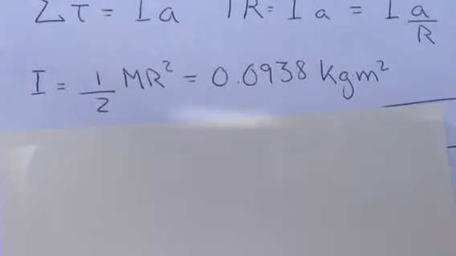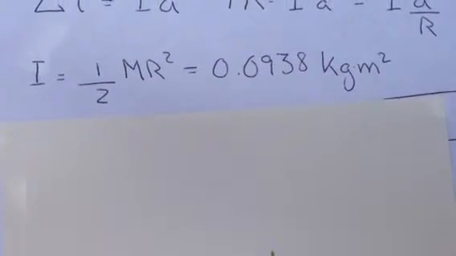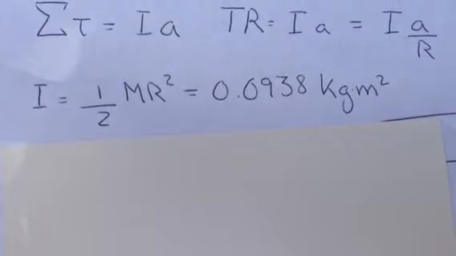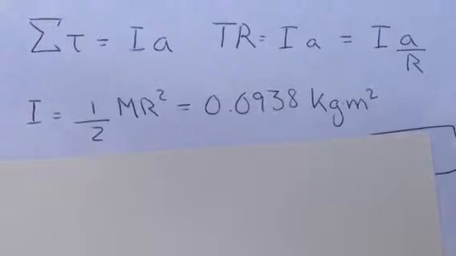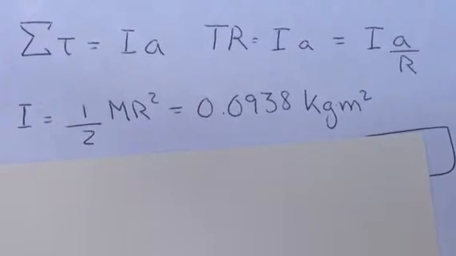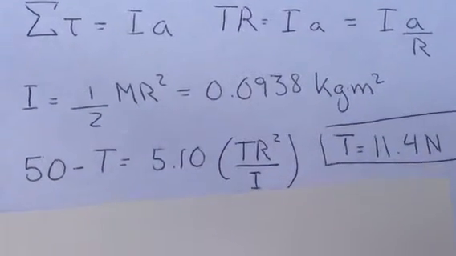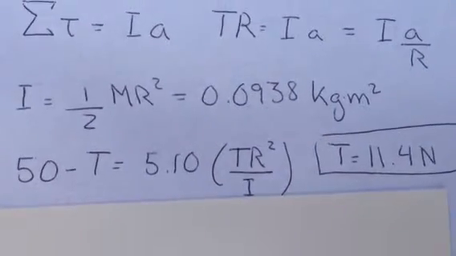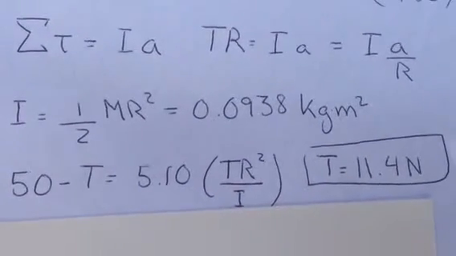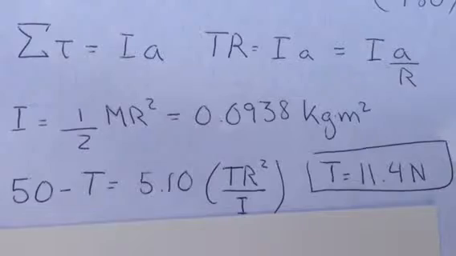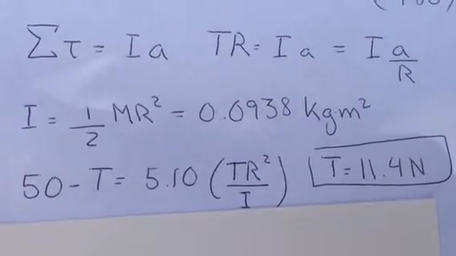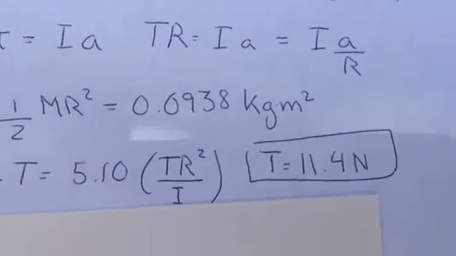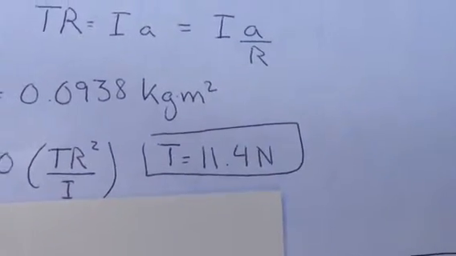We get that I is equal to 1/2 mass times radius squared, which is equal to 0.0938 kilograms meters squared. We get that 50 minus T is equal to 5.1 times tension times radius squared over I, and you get that tension is equal to 11.4 newtons.